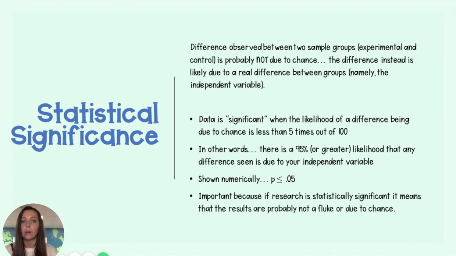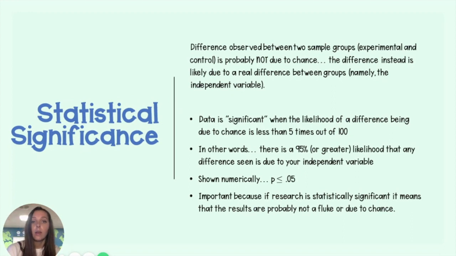So if we're looking at this numerically, we're going to use this little lowercase p, and we want it to come out to less or equal than 0.05, which translates into 5%. So then that means we want there to be at least a 95% chance or greater that the difference between the two variables is due to your independent variable. Hopefully that makes sense. It is important that the research is statistically significant because that means the results are not due to chance. It's not a fluke. It's actually significant with the data.